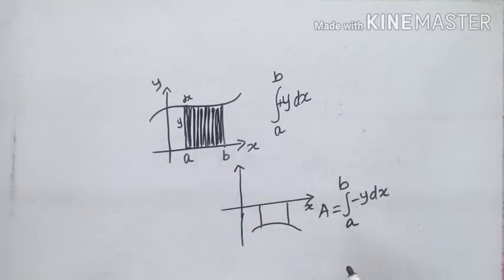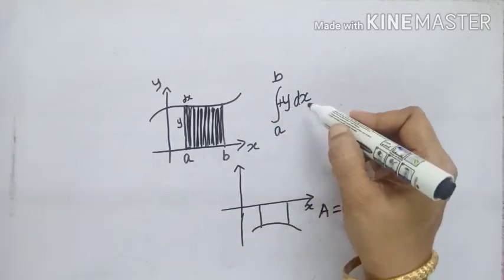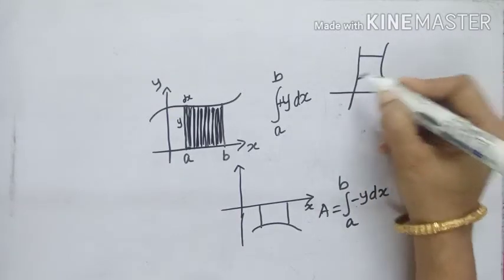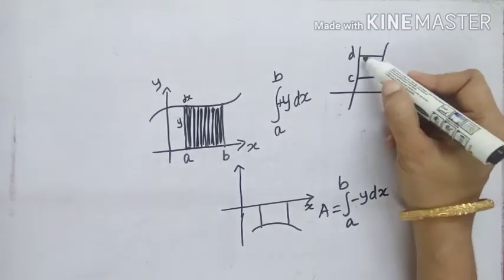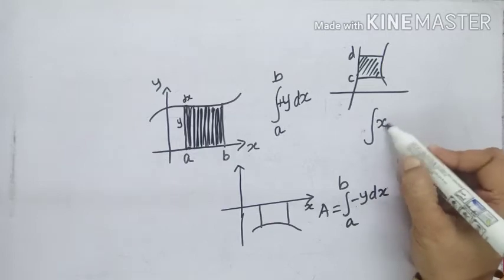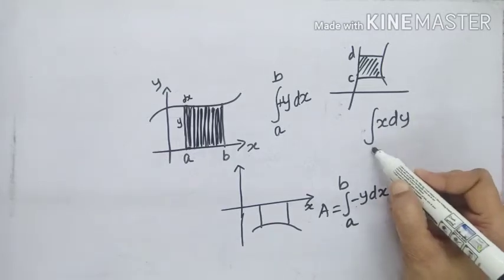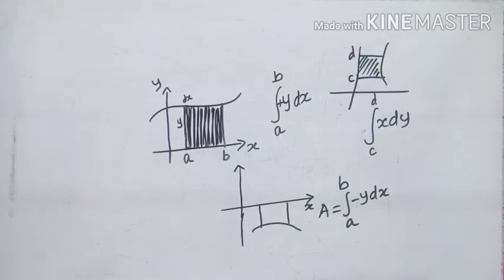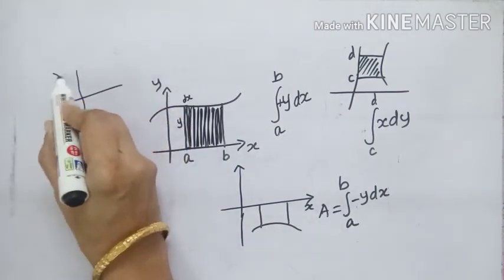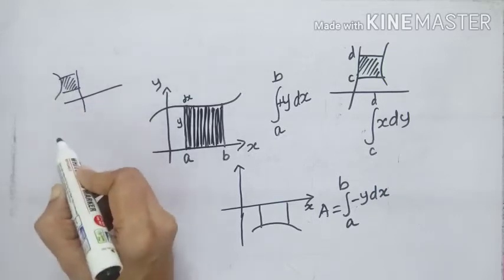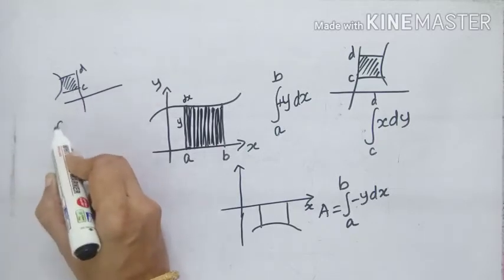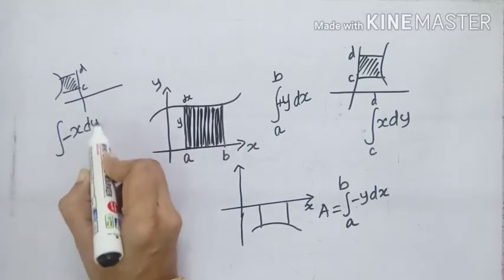The same idea, it is not necessary that I must take y and dx. Suppose I need the area with y limits, say c to d. If the curve is to the right of the y-axis, I can write the formula x into dy, and the limits are from c to d. And if it is to the left of the y-axis, again it is from c to d, but x is negative here. So the formula is minus x dy.